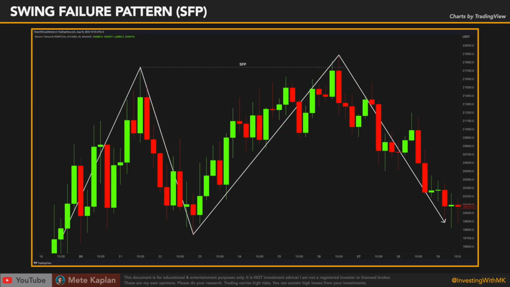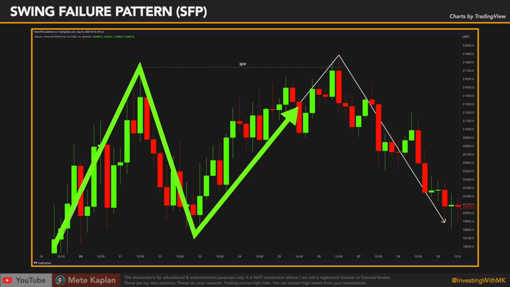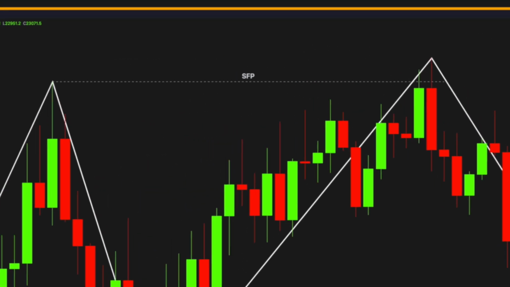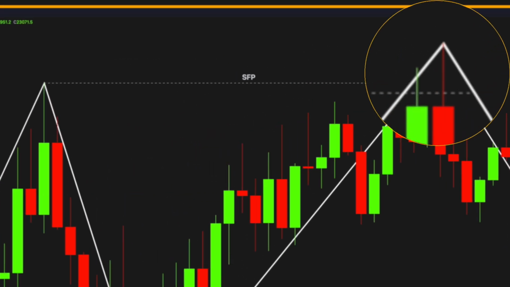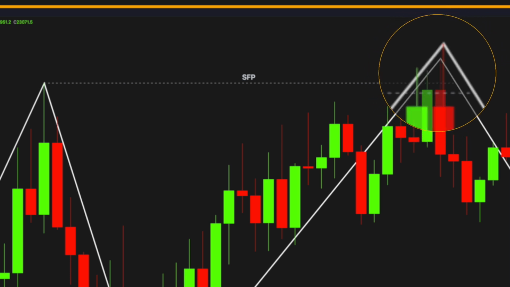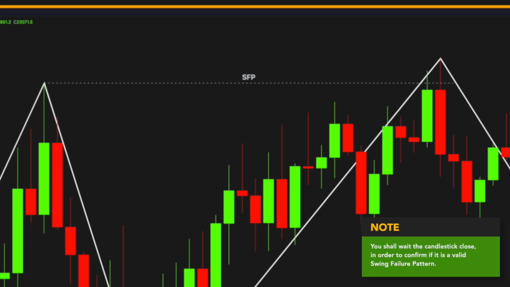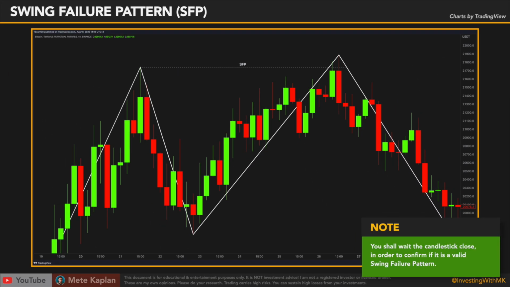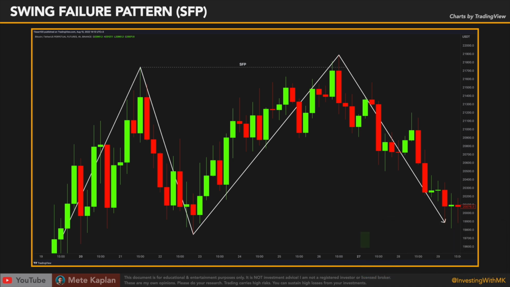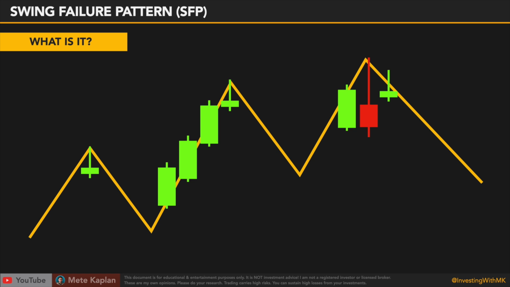Let's see a simple example here. As you can see, the price makes major swings, but the last swing point cannot make a close above the previous swing point. There are only wicks or tails. This is what we call a weakness in the trend. So we have to wait for the candlestick close to understand if it is a swing failure pattern or not. Let's learn what the swing failure pattern really is.